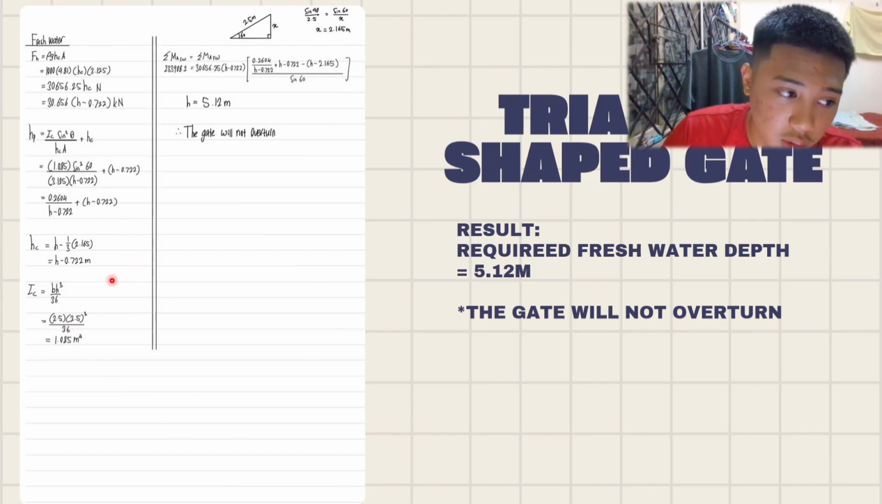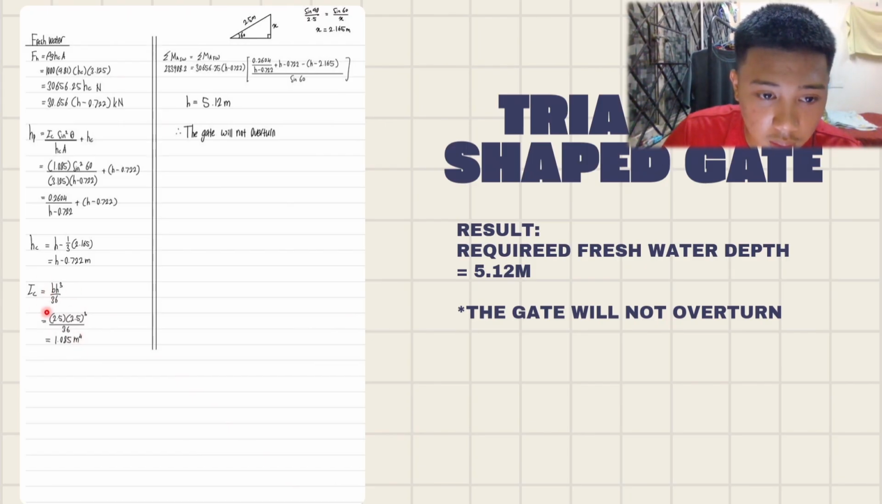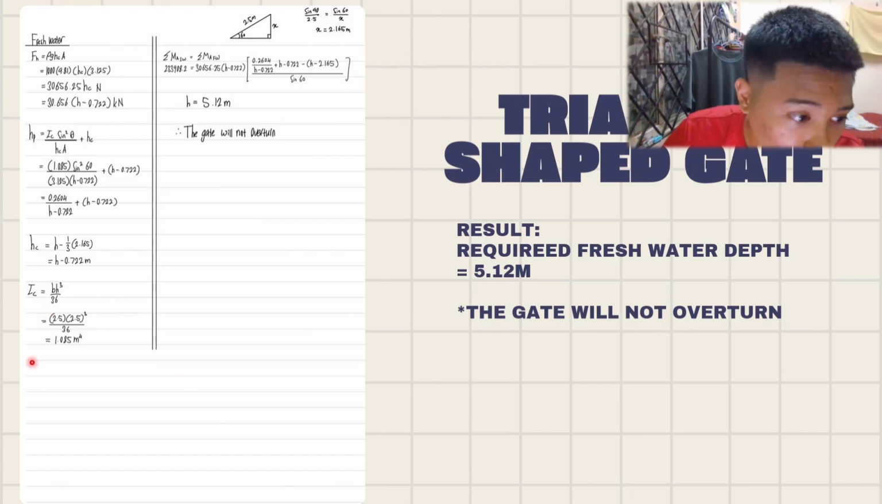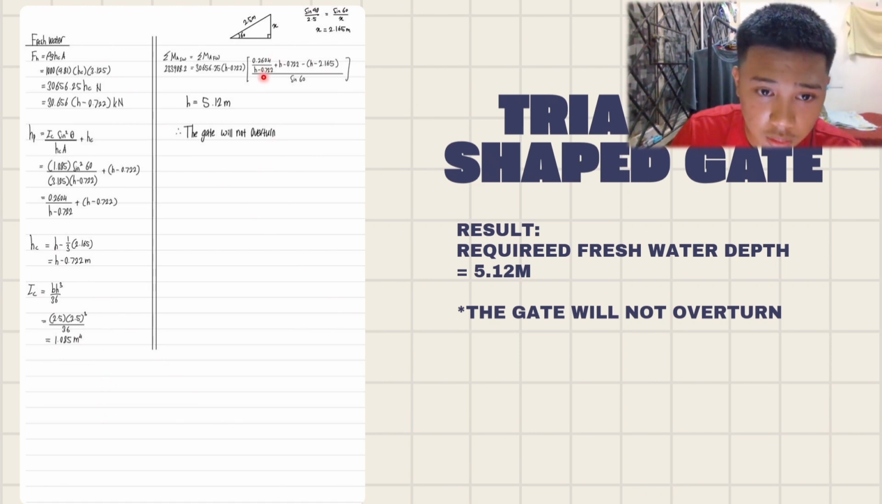So HC is also the same. Got this, and for the inertia, since for IC there's no need of the value H, we just plug in everything and we got the value for IC, 1.085 meter to the power 4.